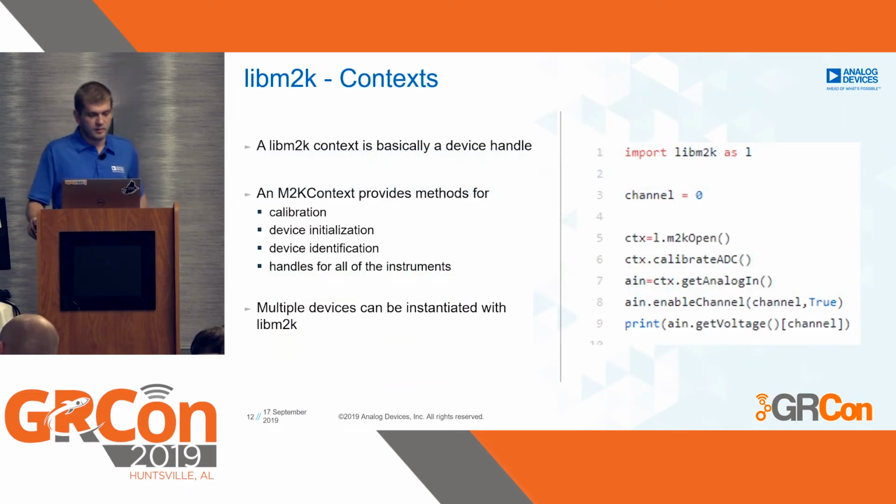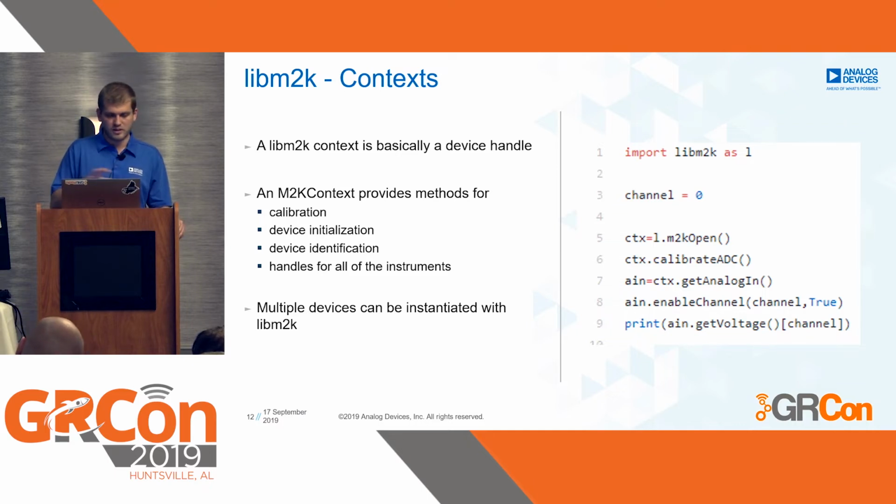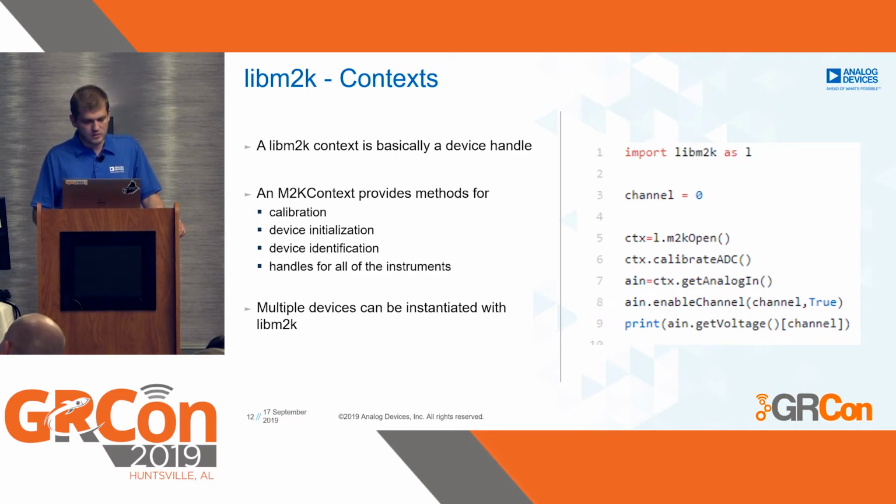M2K contexts, like I said, are basically device handles. They handle device calibration, device initialization, identification, and then provide handles for the rest of the instruments. Multiple devices can be instantiated with the libm2k, so you can do synchronous measurements across multiple devices. On the right is a simple Python example, like a hello world for the libm2k. You just open the M2K, calibrate the ADC, get the handle for the analog input, and then get the voltage. It's super easy to use.